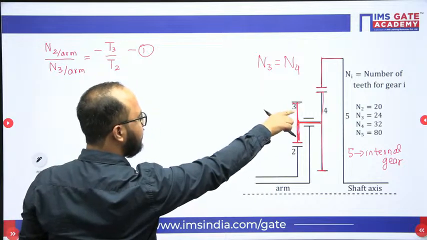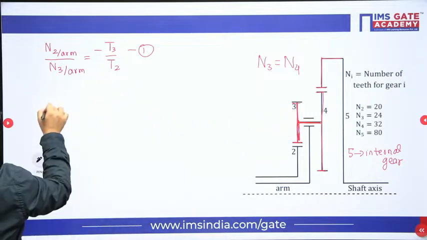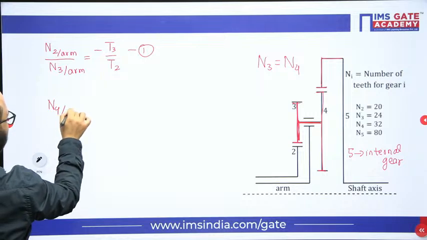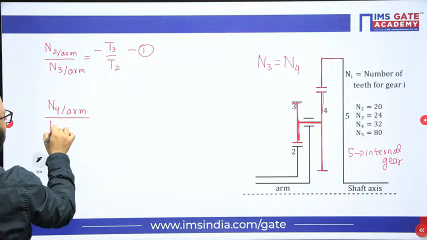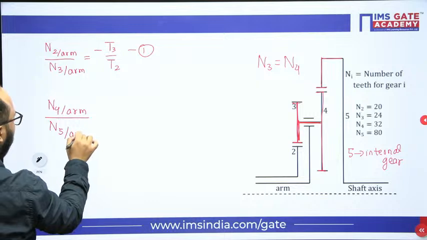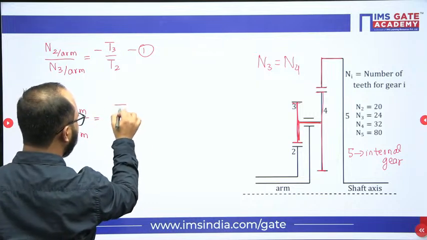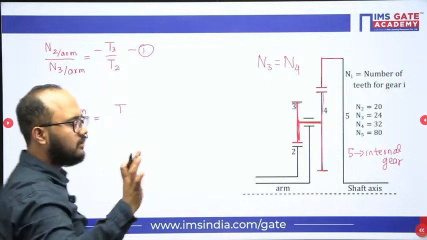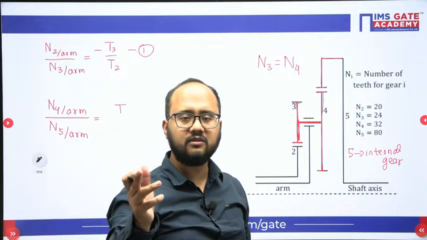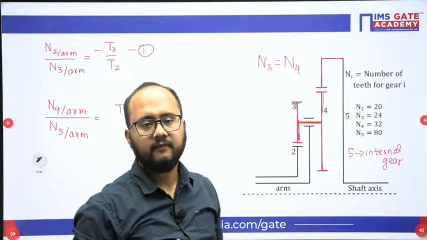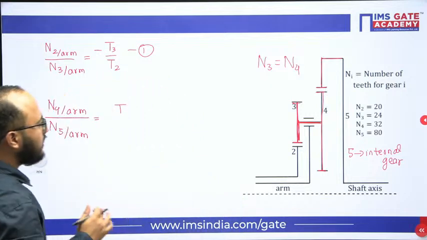Now another relation between 4 and 5, because 4 and 5 are meshing with each other. Speed of 4 with respect to arm, divided by speed of 5 with respect to arm. Now whenever internal meshing is there, the speeds of rotation have the same sense. Both the gears will be rotating in the same direction.